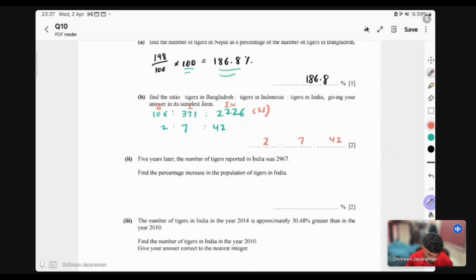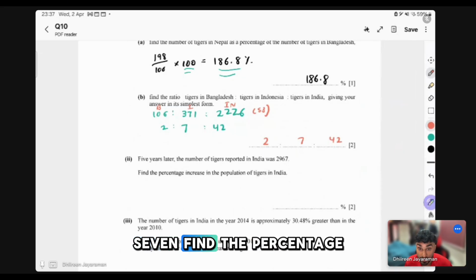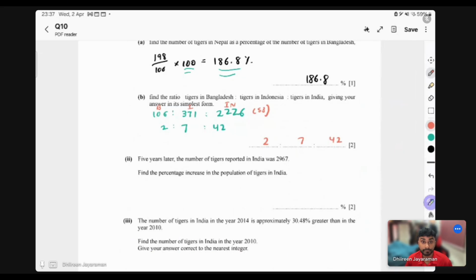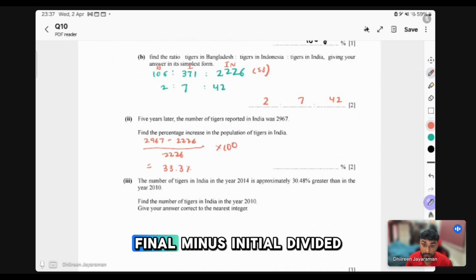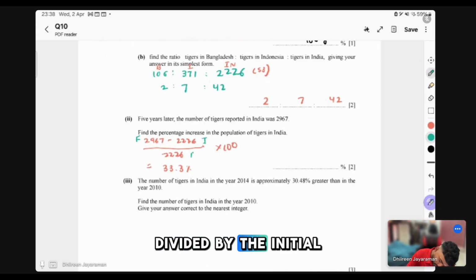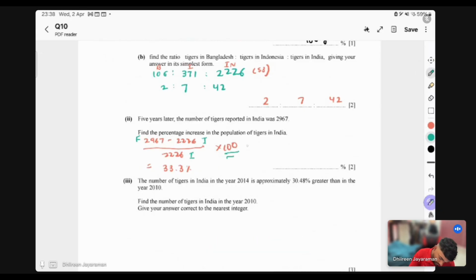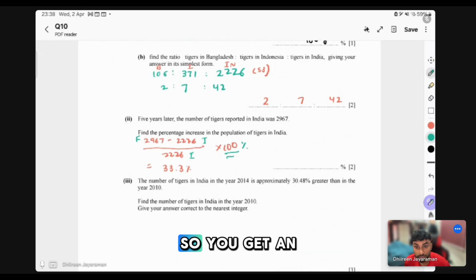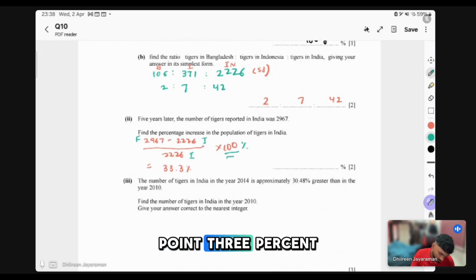Five years later, the number of tigers reported in India was 2967. Find the percentage increase. So we take the final minus initial, divided by initial. So this is the final, this is the initial, divided by the initial, and you have to times by 100 because it's always a percentage. So you get an answer of 33.3%.